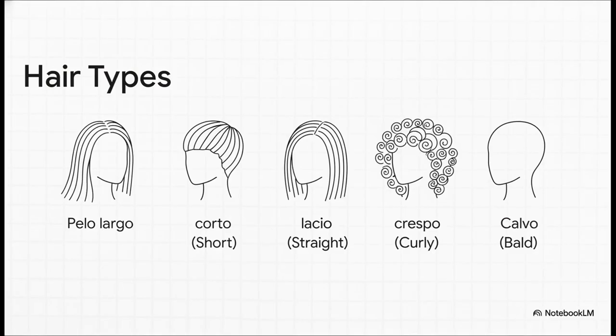Let's zoom in on the details here and break down the different hair types so you can categorize them in a snap. For length, we have pelo largo for long hair and pelo corto for short hair. Next up is texture. Pelo lacio is straight hair, while pelo crespo means curly hair. And finally, if someone has no hair at all, the word is calvo, or bald. By mixing and matching these, like saying someone has pelo corto y crespo, you instantly create a crystal clear visual image.